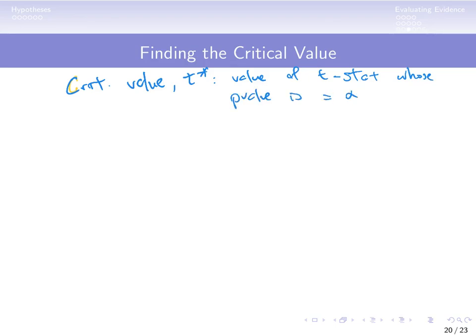So let's draw some pictures again to see how we actually find the critical value. Because we are looking at a t-statistic, we typically denote it with t star. It's the value of your t-statistic whose p-value is equal to the significance level alpha. So again, it's going to be driven by what kind of alternative hypothesis you have. Let's say you have a two-sided test.